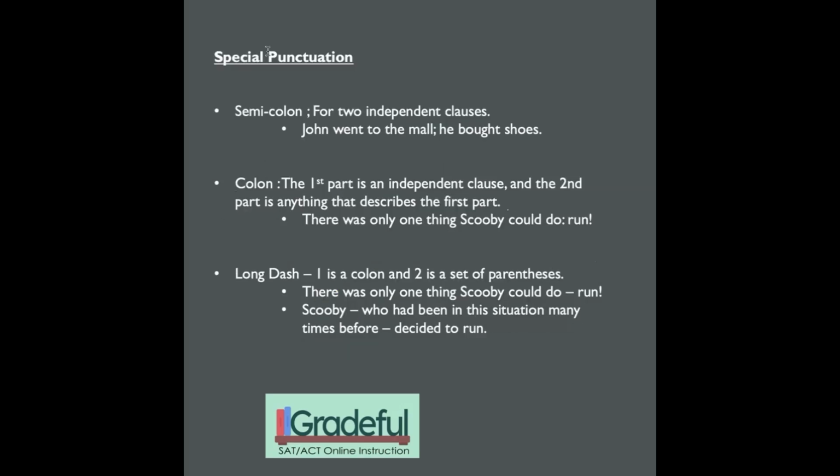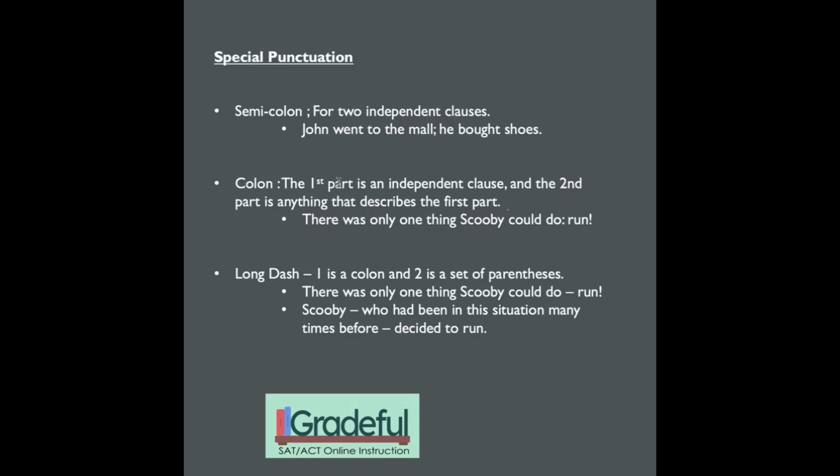Now, we need to know that because the definitions for semicolon, colon, and long dash all have to do with independent clauses. So for the semicolon, you have two independent clauses. John went to the mall; he bought shoes. So subject verb, John went, and he bought. So two independent clauses, semicolon.